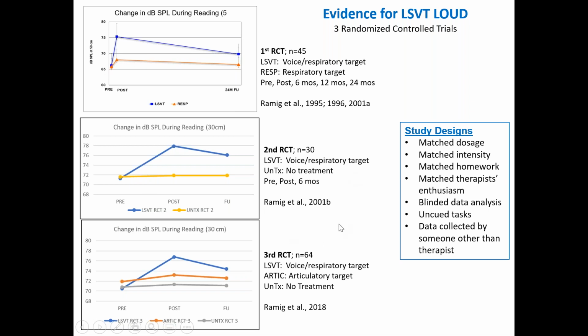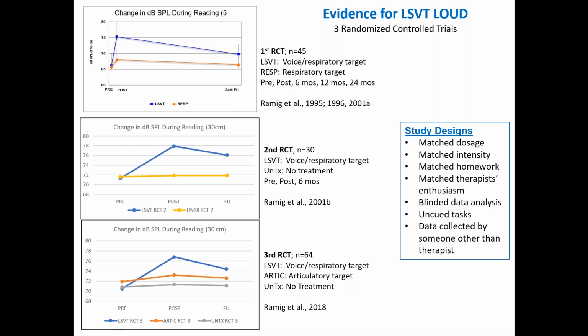And then the third randomized controlled trial was looking at LSVT LOUD compared to a group that received an articulation treatment. So instead of focusing on vocal loudness, this group was focused on over-articulating, and then also compared to a group that didn't receive treatment. And again, we see that nice jump from pre to post in vocal loudness, and maintaining those improvements out to 6 months of follow-up.